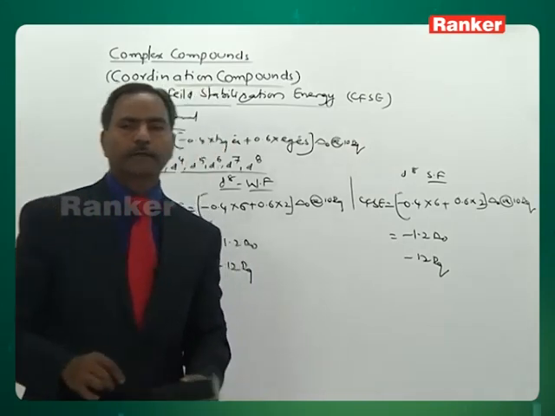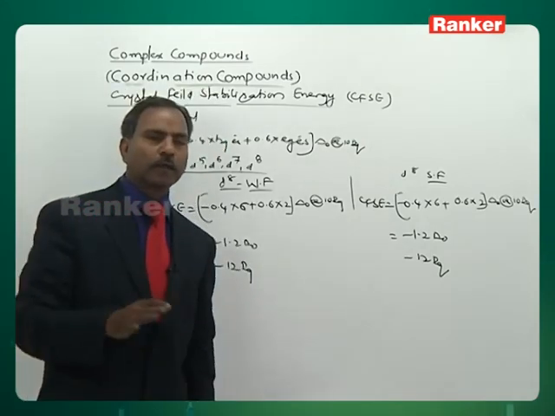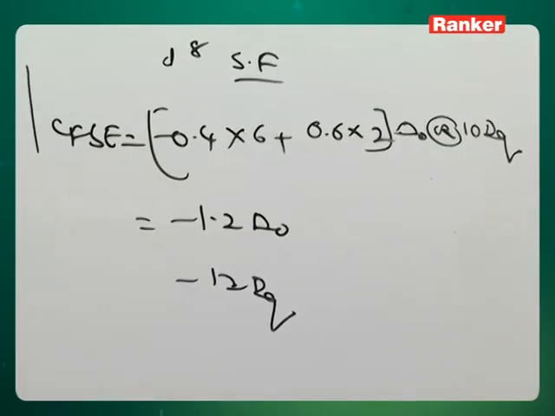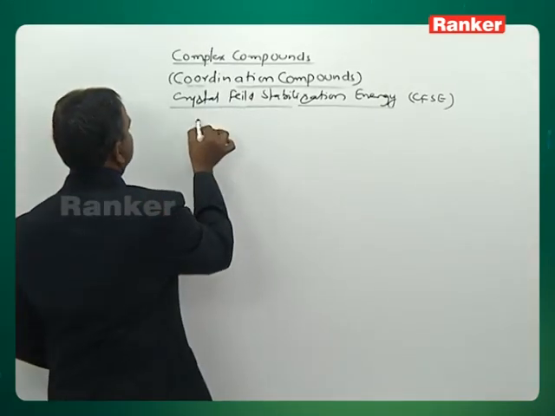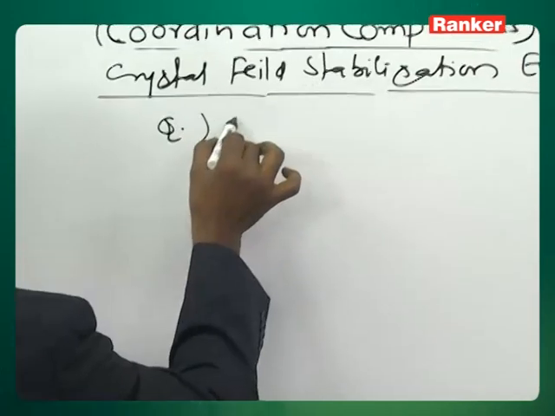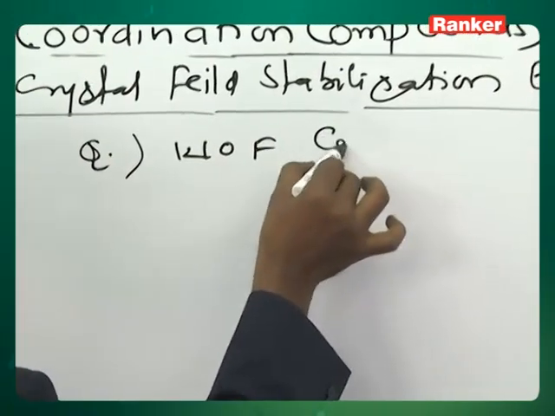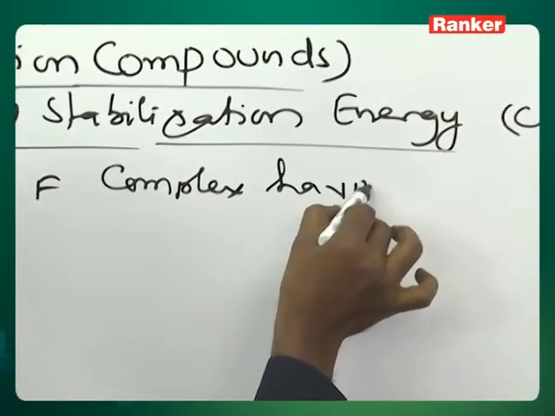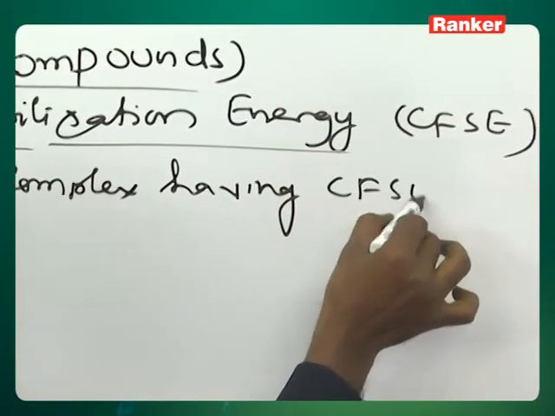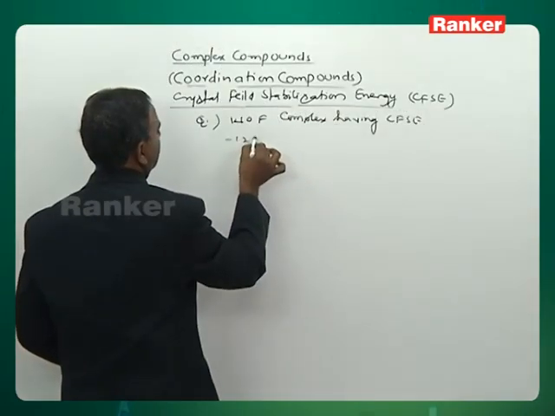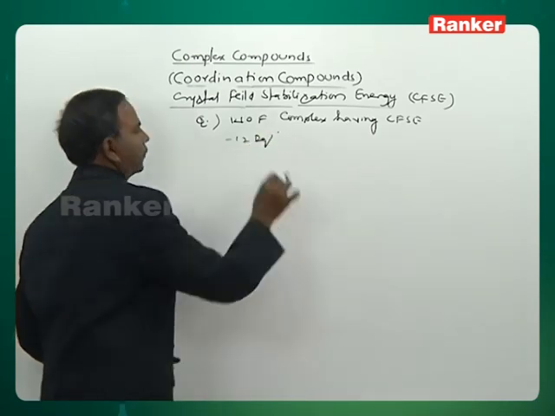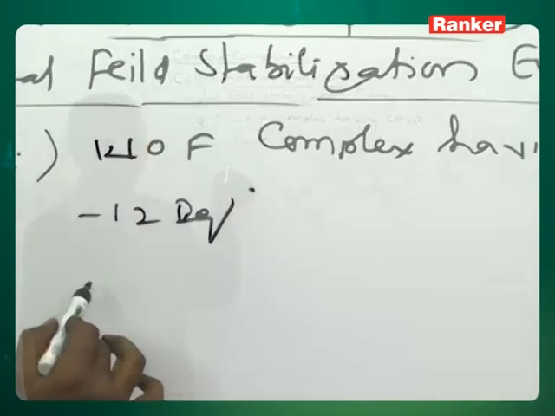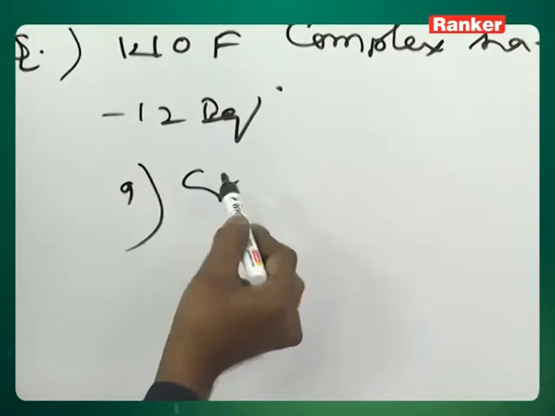Then how does the question appear? Let me show in what way a question on this particular concept, CFSE, appears in the examination. See, the question: which of the following complexes has CFSE minus 12 dq? See the options now.